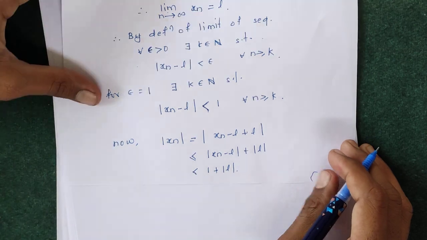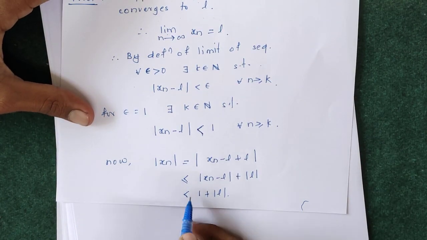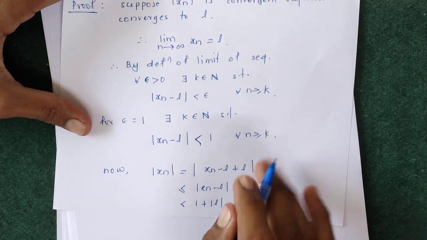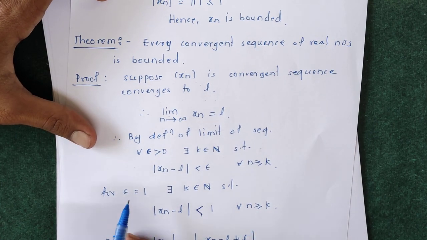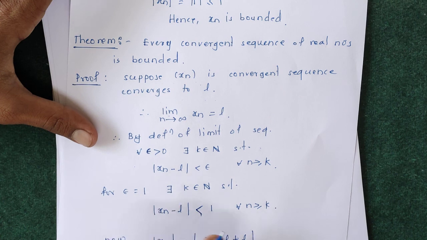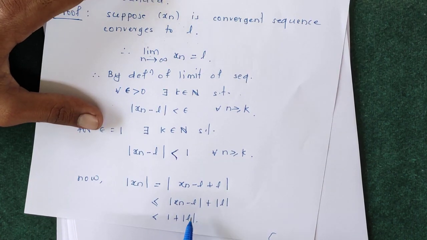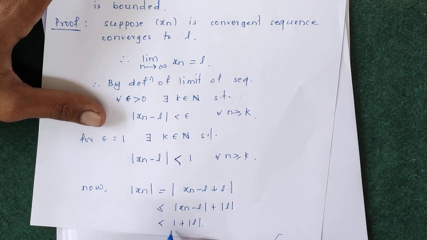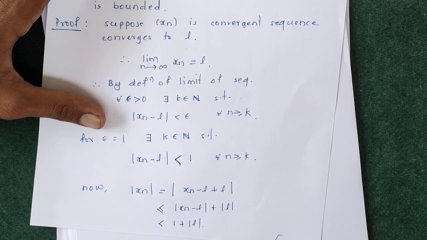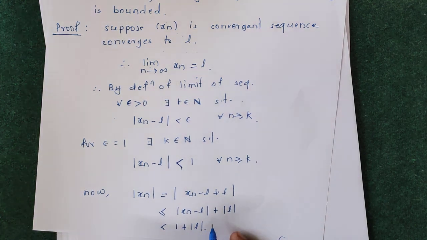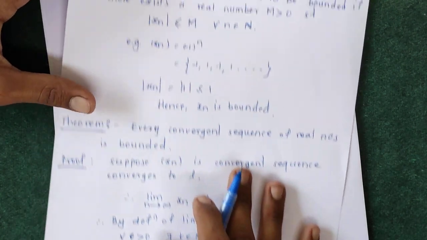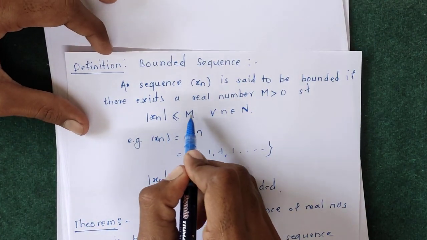So here clearly we can write mod of xn is less than some number. L is the limit of the sequence and we are just adding 1 to it. If we keep epsilon as it is, then we can write epsilon plus mod L. So for a particular epsilon we can find a particular m. So mod of xn is less than 1 plus mod L. Here clearly we can say that every element of the sequence xn is strictly less than 1 plus mod L, but we have to prove that mod of xn is less than or equal to m.